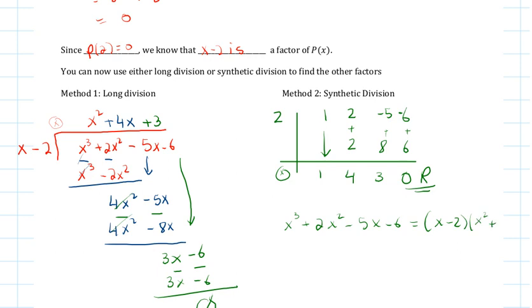So now I can say x cubed plus 2x squared minus 5x minus 6 is equal to x minus 2 times x squared plus 4x plus 3. I can factor this further if I can. Again, multiply to 3, add to 4. So that's x plus 3, x plus 1.